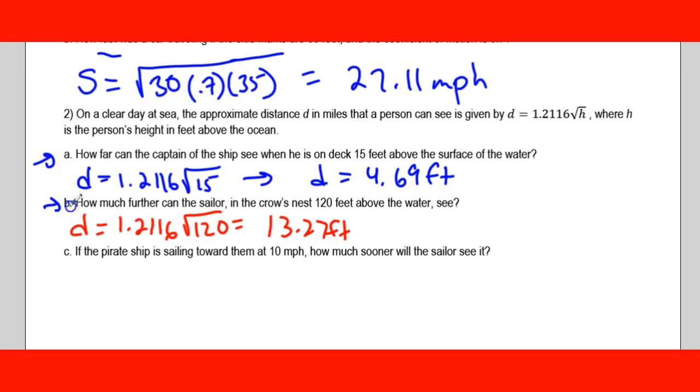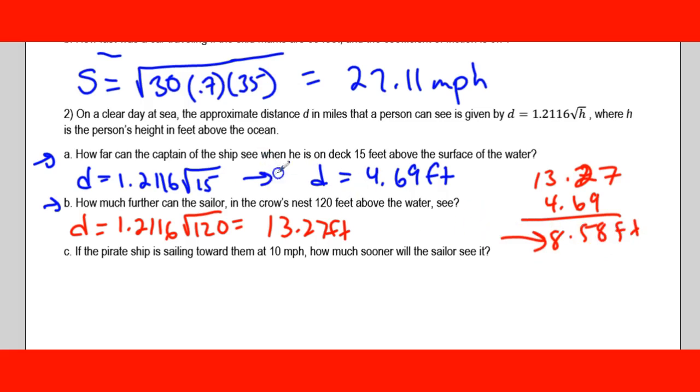So remember, it says how much further can this sailor see than the captain. If I want to find how much further, then obviously I'm going to subtract. I subtract 4.69 from 13.27, and that gives me 8.58 feet. So this sailor can see 8.58 feet further than the captain can.